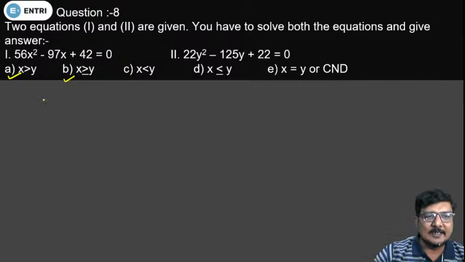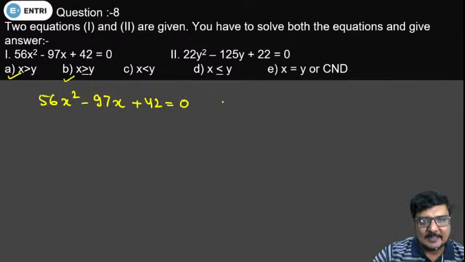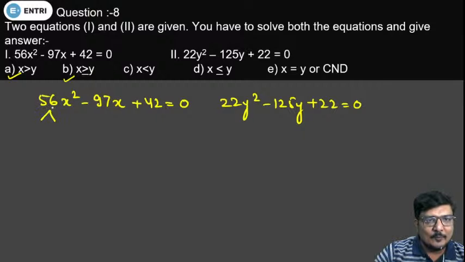Okay, now let's see what should be the answer. 56x square minus 97x plus 42. Anuj has come with option number A. Okay, Anuj. And the second equation is 22y square minus 125y plus 22 is equal to 0. Arun Prasad has come with option number E. Very good, Arun. So we are going to factorize 56 like 8 into 7 and 42 like 7 into 6.